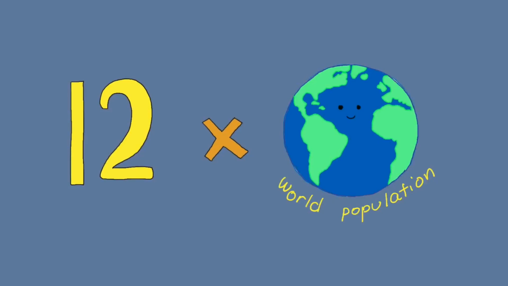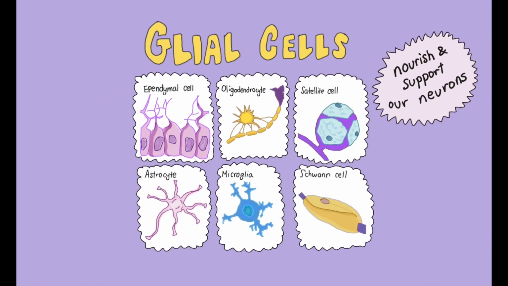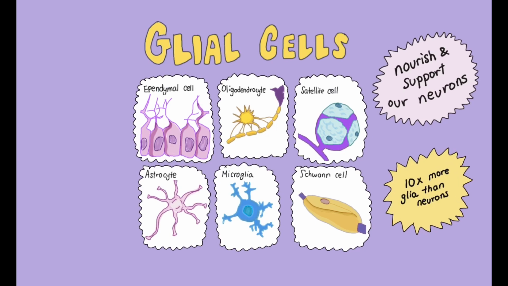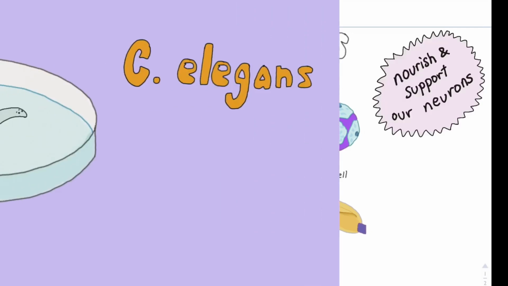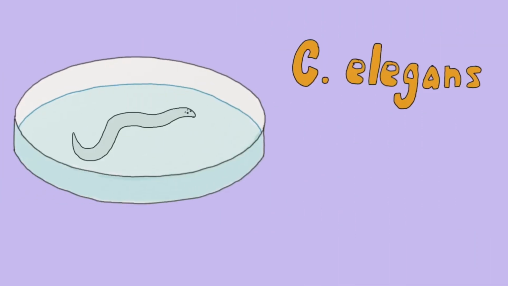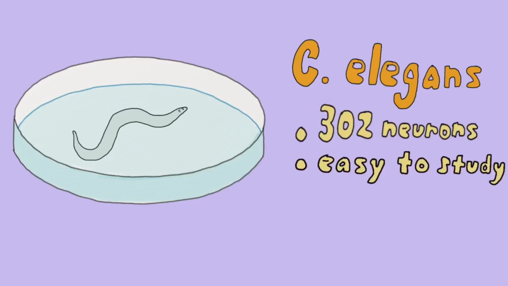While that's definitely a lot, there's another cell type in the nervous system that outnumbers the tiny neuron. These are glial cells, and they nourish and support our neurons. In humans, there are at least 10 times more glial cells than neurons. Some animals have simpler nervous systems, like C. elegans. This little worm only has 302 neurons. Scientists love this worm because it's much easier to study their cells and behavior.